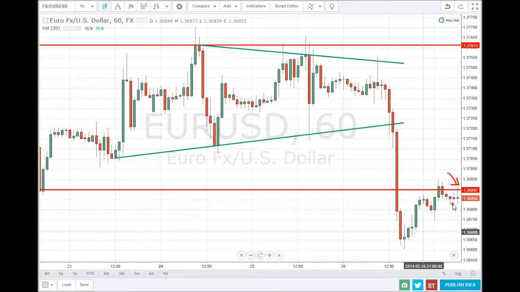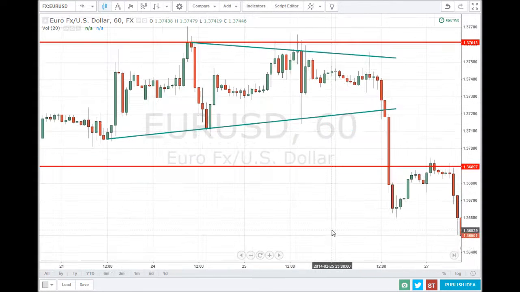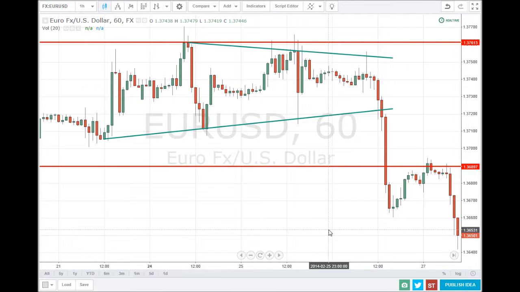A signal to place a put. It's rejected against this resistance, and price falls on the downside once again, and that's the trading day over.